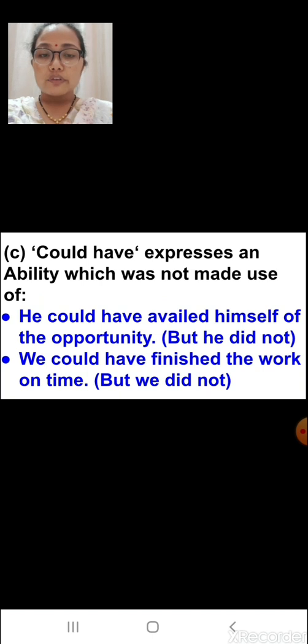Could have expresses an ability which was not made use of. For example, how can we use could have? Let's see. He could have availed himself of the opportunity, but he did not. He could have finished the work on time, but he did not.